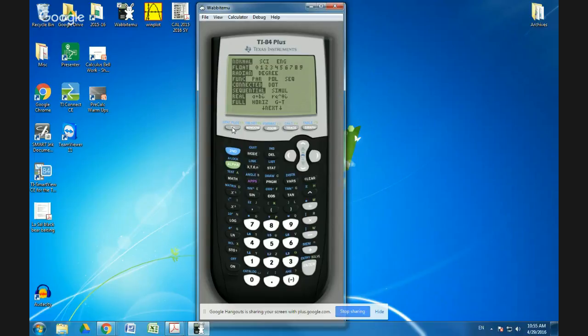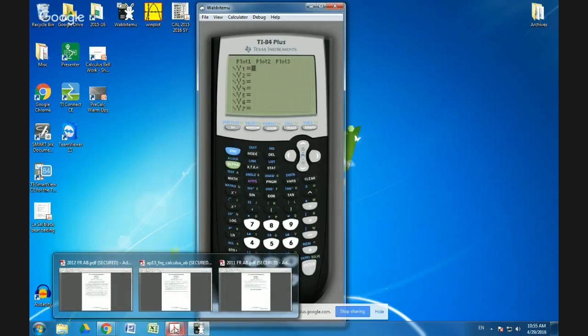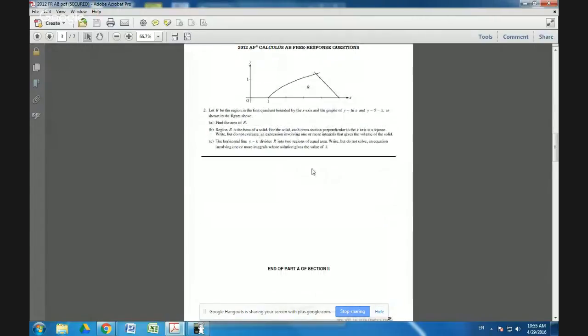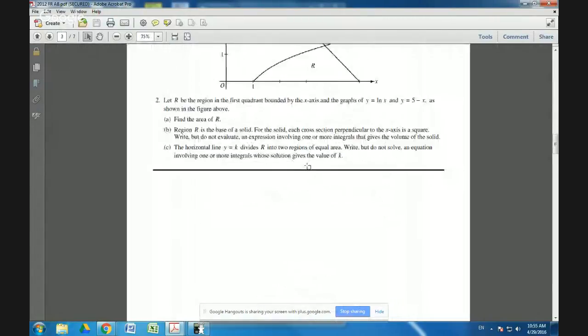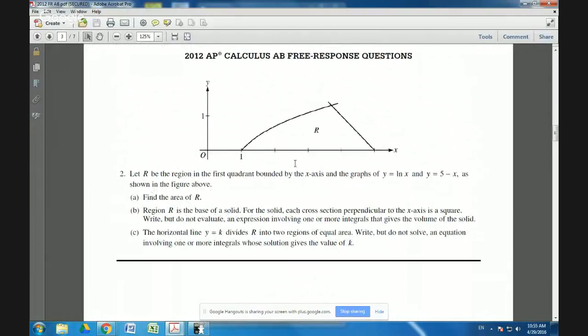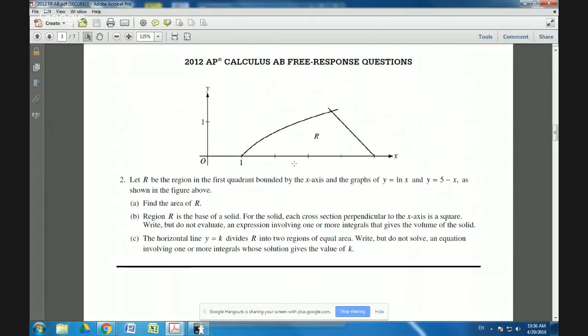All right. Okay, so we're going to look at 2012. We've already seen this problem this week, I believe. 2012 number 2. We're just going to run through an intersection calculation and an integral calculation.